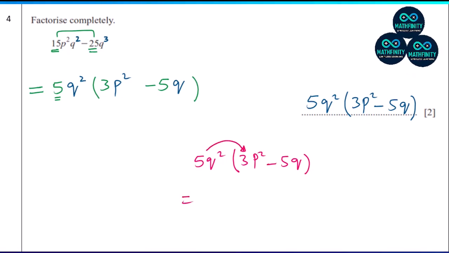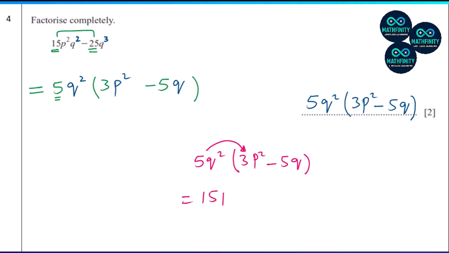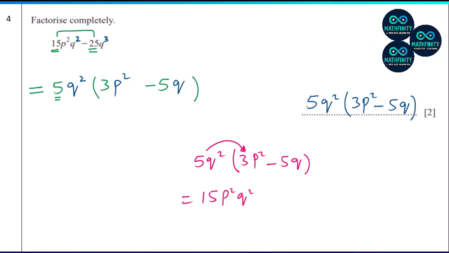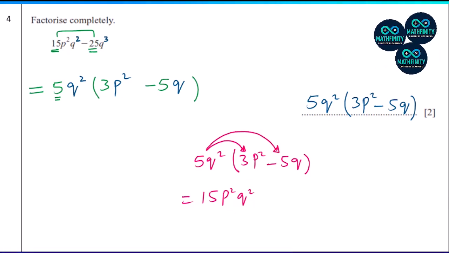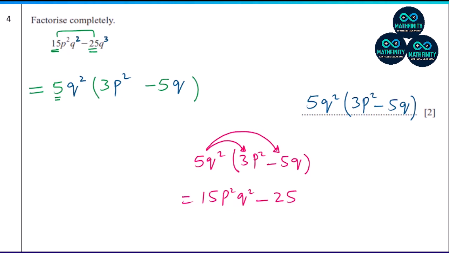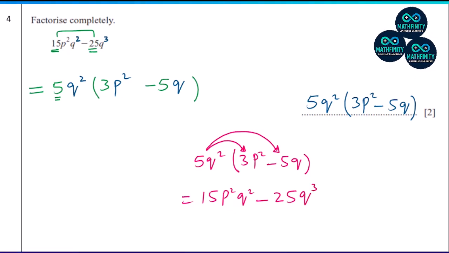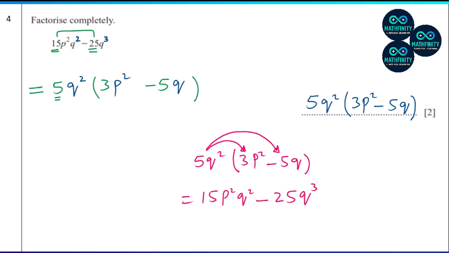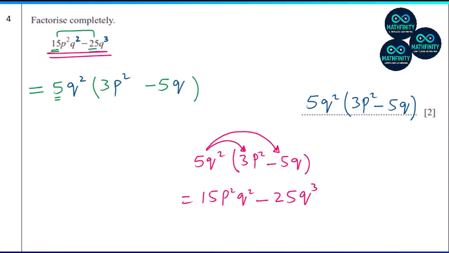Multiply this with this. 5 times 3, 15, and variables are P square and Q square. Now multiply 5Q square with this term. So negative 5 times 5, 25. And Q square is going to multiply with Q, so it will be Q cube. So it's the same as the question. It means your factorization is correct.